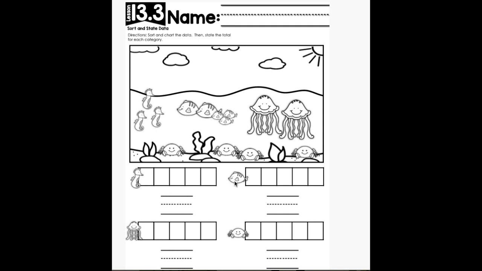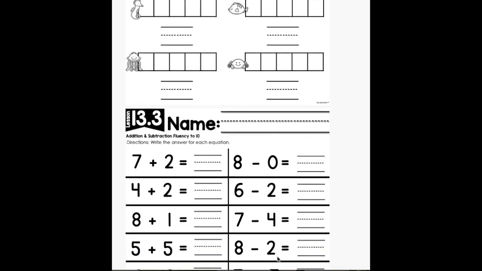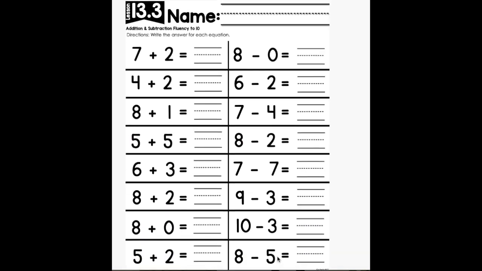Then you are going to count the fish and color that many boxes. Then you count the jellyfish and color that many boxes. And then you count the crab and you color that many boxes. And remember to write the number as well. On the other side, you have some addition problems and subtraction problems. Now, don't get them confused. Remember that addition is to put things together. But when you come to the other side, you need to take away.